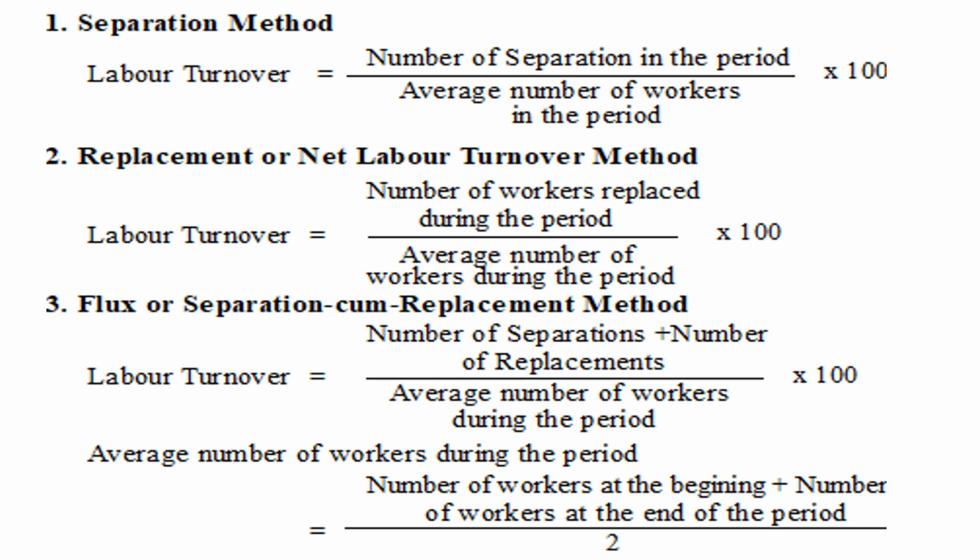2. Replacement or net labor turnover method. Labor turnover equals number of workers replaced in the period divided by average number of workers during the period into 100. 3. Flux or separation cum replacement method. Labor turnover equals number of separations plus number of replacements divided by average number of workers during the period into 100. Average number of workers during the period equals number of workers at the beginning plus number of workers at the end of the period divided by 2.